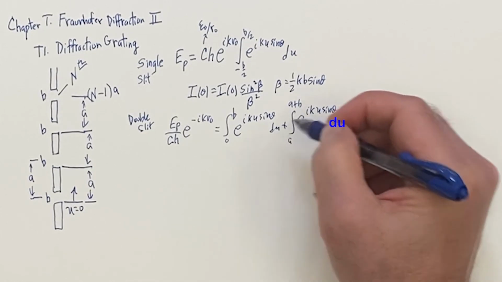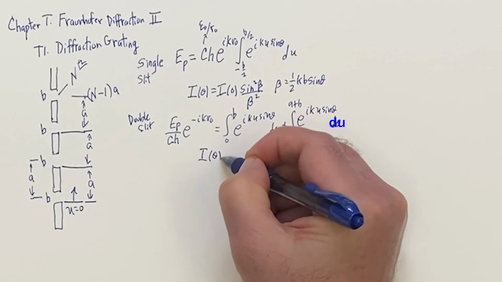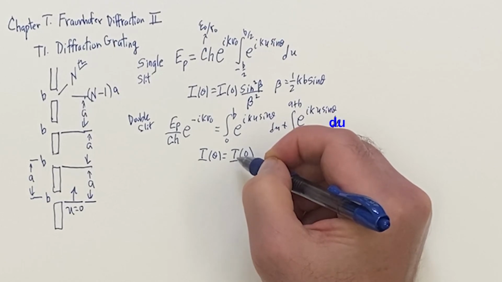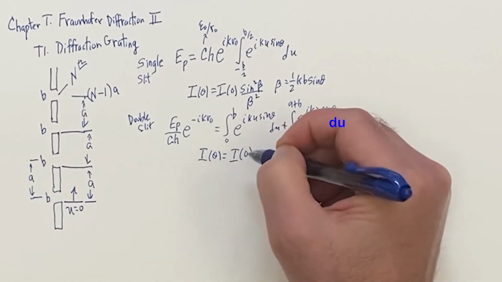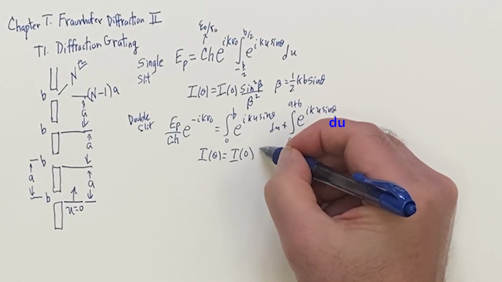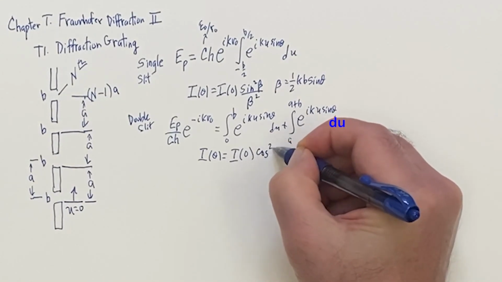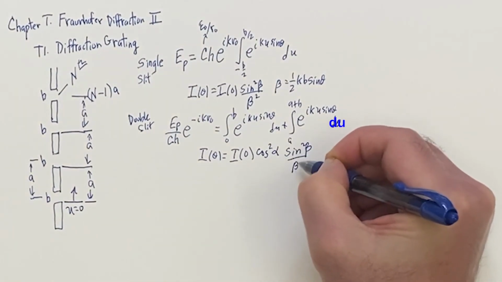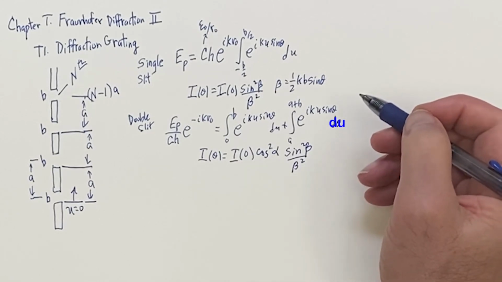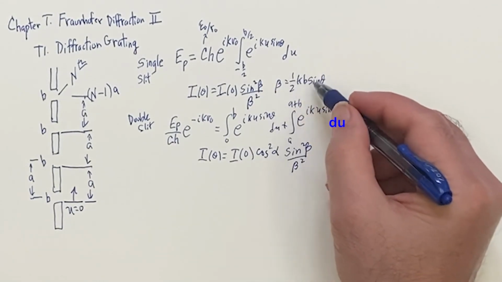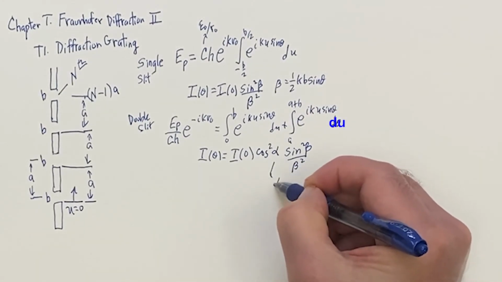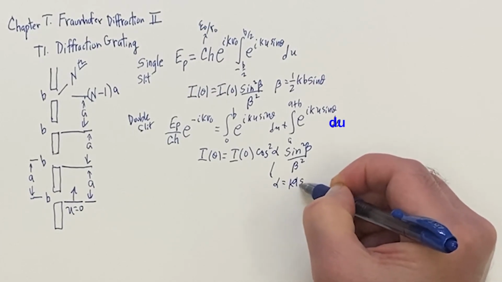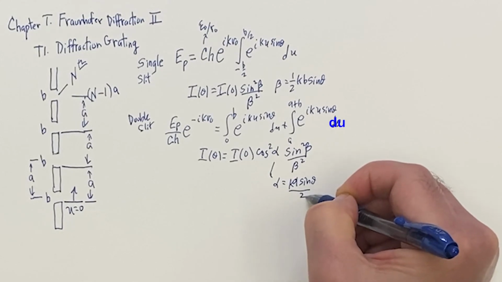And then what we got for this was the irradiance or intensity at the central point on the screen, and then there was a cosine squared alpha and a sine squared beta over beta squared, where now you still have your beta definition, but we added one for alpha, k a sine theta over 2.